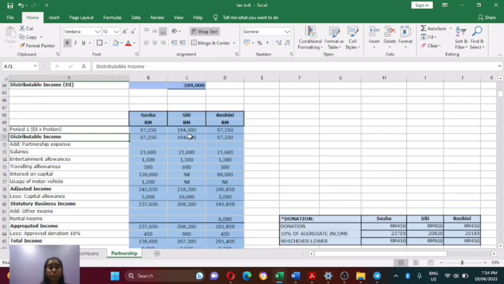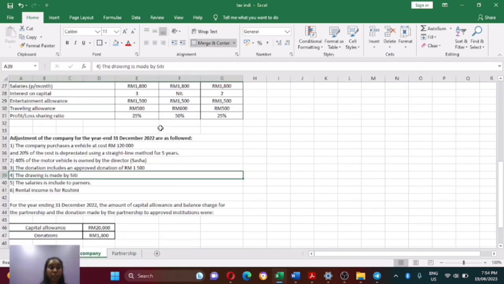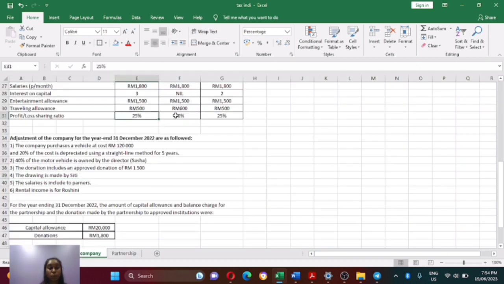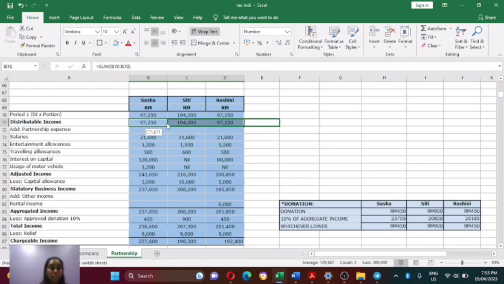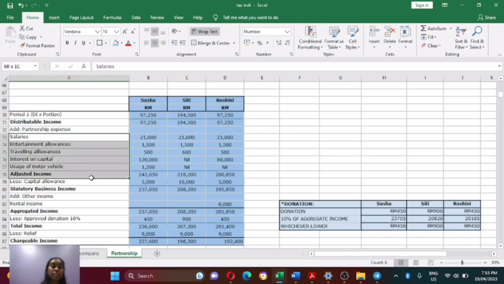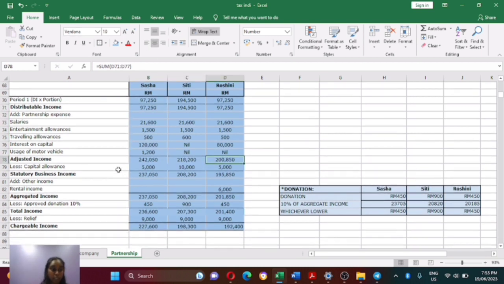There is just one period, from January to December. Here I calculate the distribution income, where I multiply the distribution income by the profit or loss share ratio. After distributing the incomes, we have to add back all the partnership expenses. So we will get the adjusted income. Here we can see how I calculate the adjusted income.